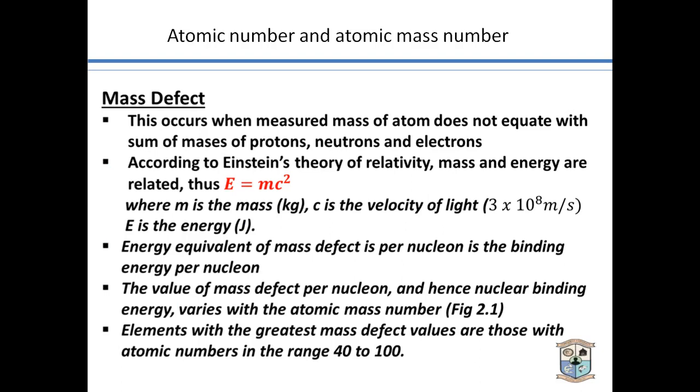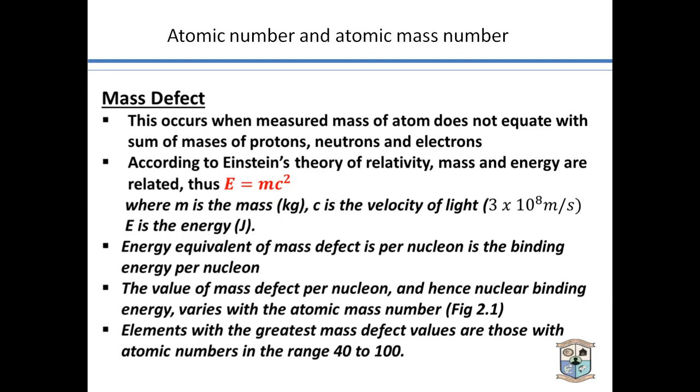Thus, you have your energy formula there, where m is mass in kg, c is the velocity of light, and E is the energy in joules. Okay, that's a common formula also. The energy equivalent of the mass defect per nucleon is the binding energy per nucleon, and the value of mass defect per nucleon varies with the atomic mass number.